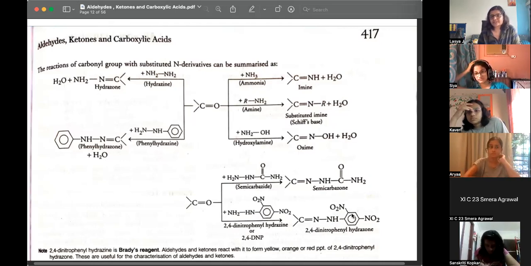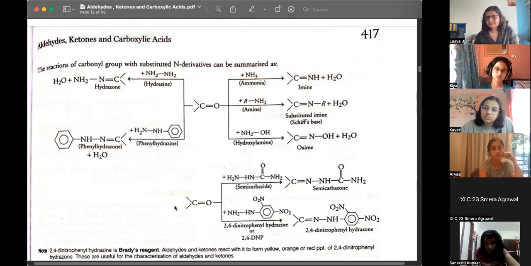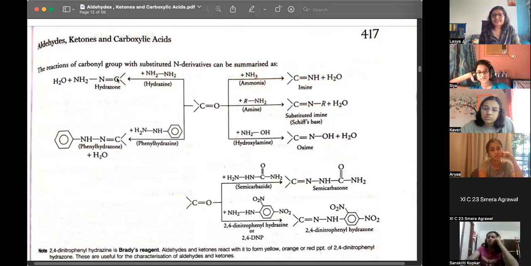So yeah, just different cases. All of them follow the exact same format. You just need to know the names of the compounds you end up getting. What is the difference between hydrazone and hydrazine? Hydrazine is NH2NH2. Hydrazone is when you have a double bonded carbon attached.